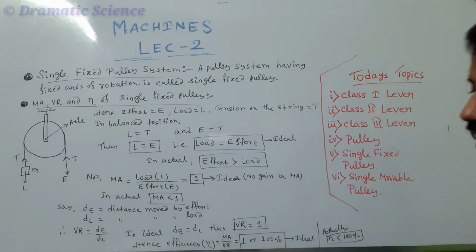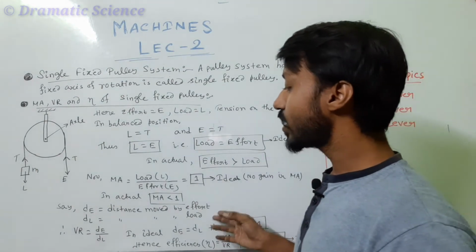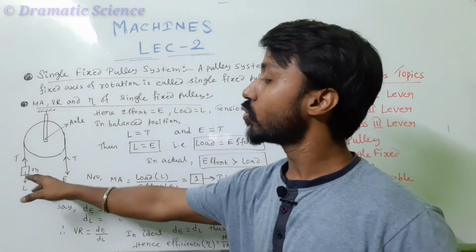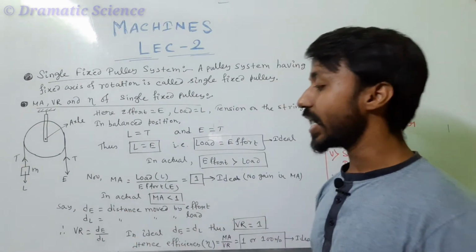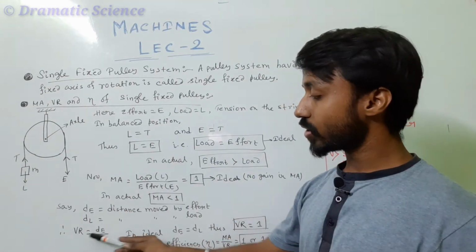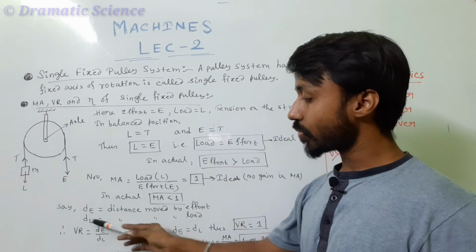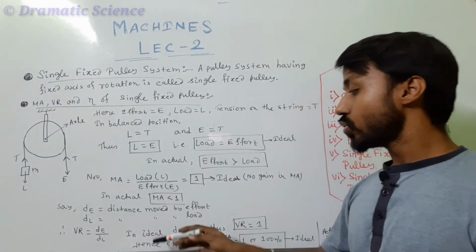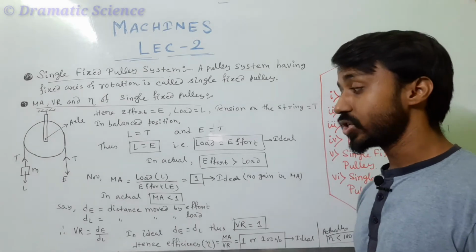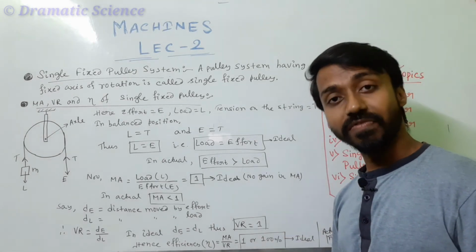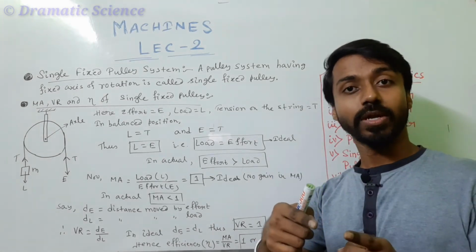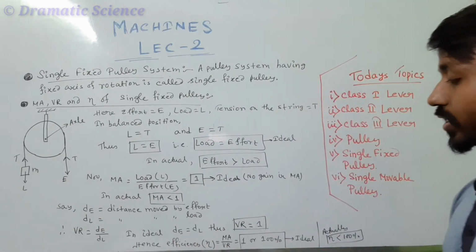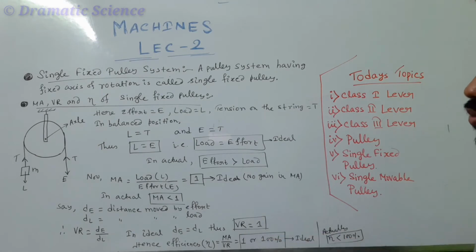अच्छा. Next, we are considering that effort moved a distance, suppose DE, and load moved a distance, suppose DL. Then velocity ratio equals DE by DL. इसको मैंने lecture 1 में describe किया था कैसे आता है. So in the case of an ideal machine, the distance traveled by effort equals the distance traveled by load. That means DE and DL remain the same. So that's why velocity ratio is also 1.